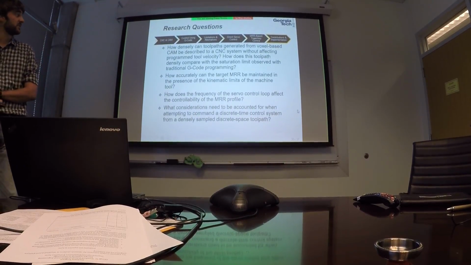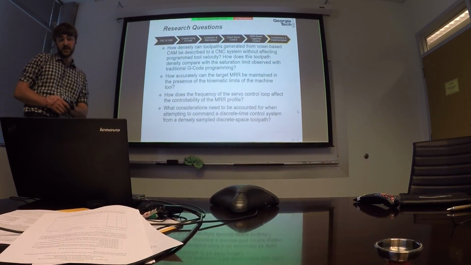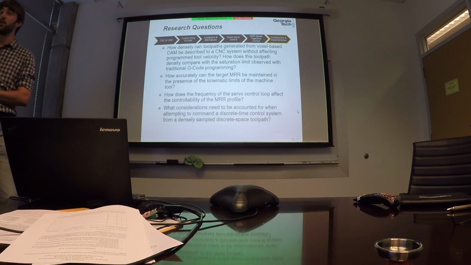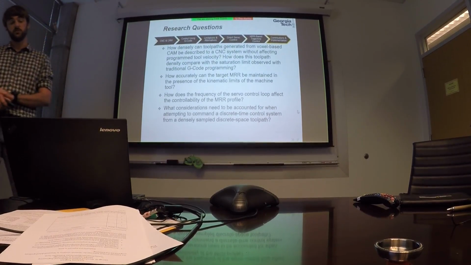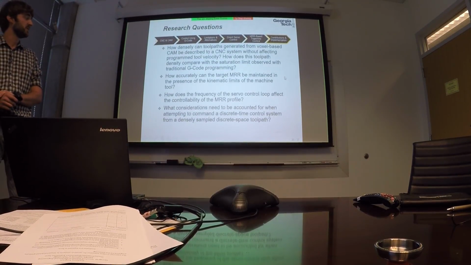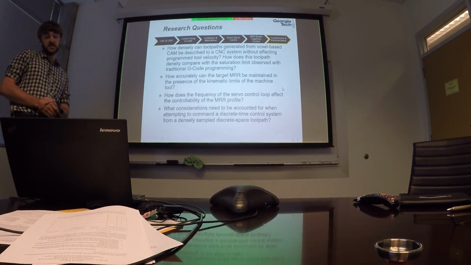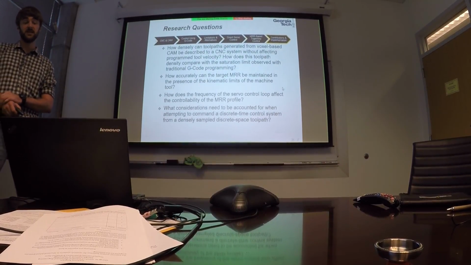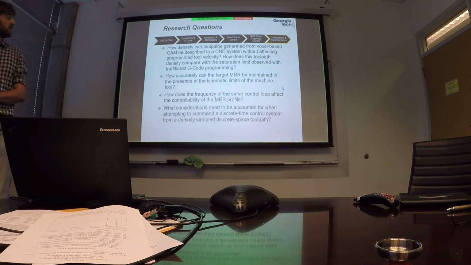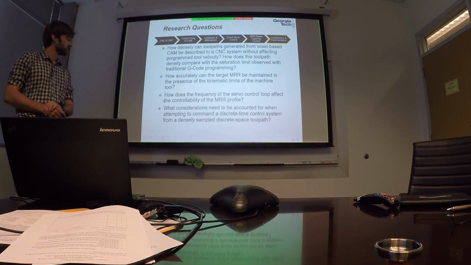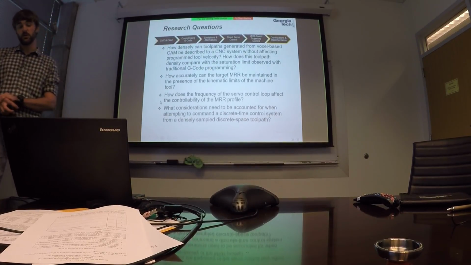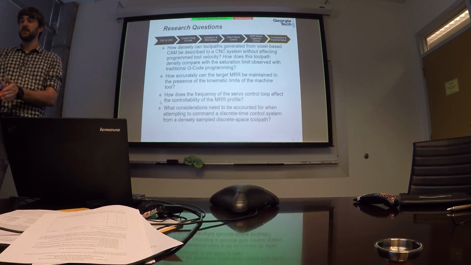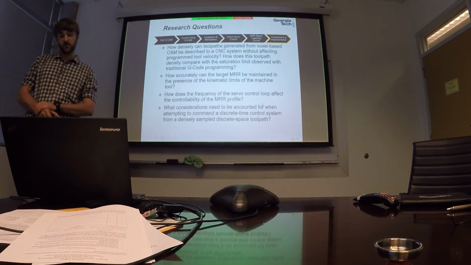A couple of research questions here. What we want to answer with this is how densely can the tool paths be described to the CNC from the CAM system without compromising tool velocity as we saw with G-code? And how does that compare to what we were able to do with the Mazak? The second question is how accurately can we control the target material removal rate in the presence of the kinematic limits of the machine? Third, how does the frequency of the servo control loop affect the controllability of the MRR profile? And finally, what considerations need to be accounted for when attempting to command a discrete time system from a densely sampled discrete space toolpath?